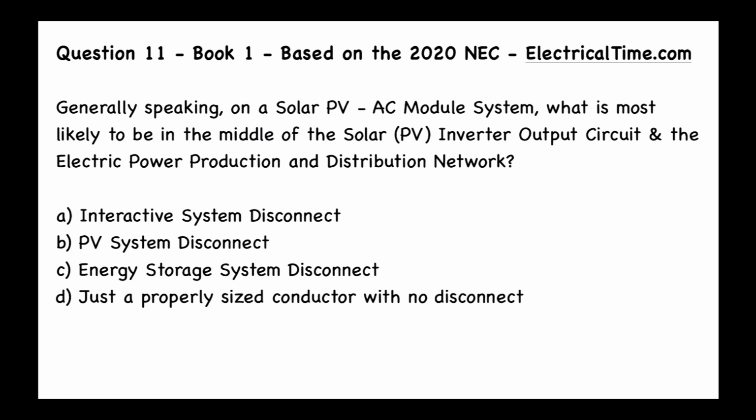Generally speaking, on a solar PV AC module system, what is most likely to be in the middle of the solar PV inverter output circuit and the electric power production and distribution network? Is it A, the interactive system disconnect, B, the PV system disconnect, C, the energy storage system disconnect, or D, just a properly sized conductor with no disconnect?